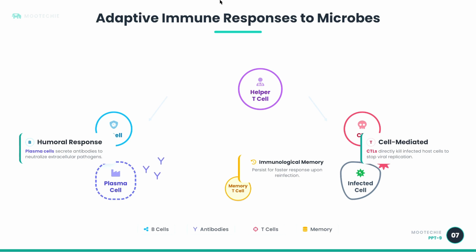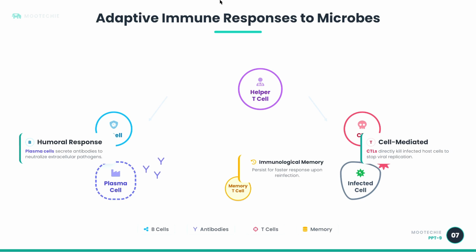These antibodies travel in the blood and fluids to neutralize extracellular pathogens like bacteria by binding to them and preventing them from causing harm. The second arm is the cell-mediated response, which involves T cells. Specifically, cytotoxic T lymphocytes or CTLs directly seek out and kill cells in our own body that have been infected by viruses, thus stopping viral replication.